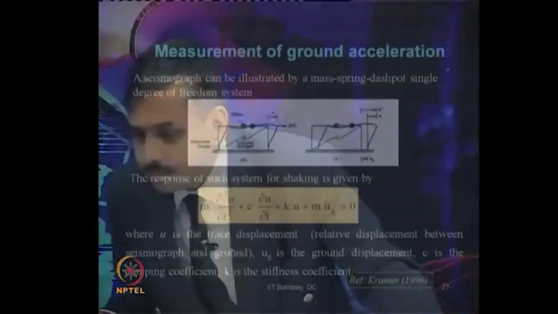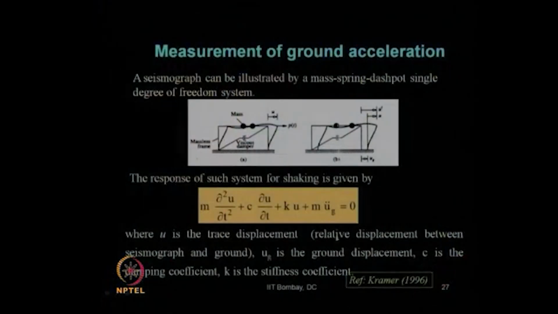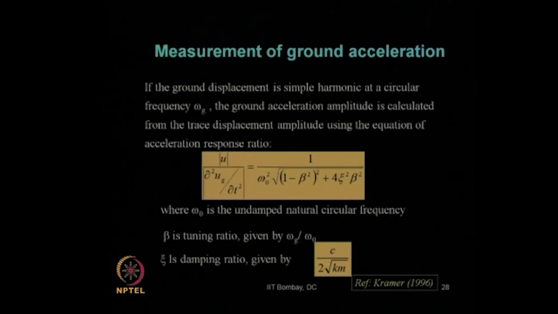So, that is why you can see over here in this slide that u is the relative displacement between the seismograph and the ground, u g is the ground displacement, c is the damping coefficient, and k is the seismic coefficient. This is the equation of motion. How can it be derived? We have seen that. Now, measurement of the ground acceleration in further continuation.